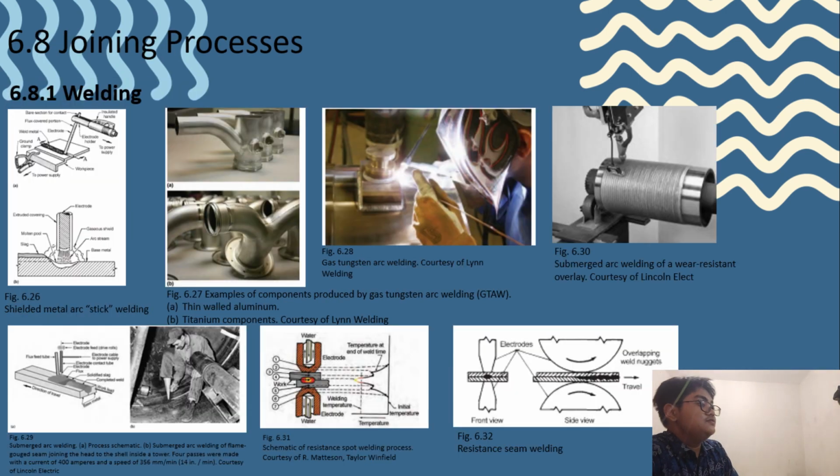Next, we get to 6.8, joining processes. Joining involves the use of mechanical, chemical, or physical force that keeps two parts together. Mechanical methods are based on various types of mechanical fasteners, while adhesive bonding uses chemical bonding, perhaps with some physical or mechanical factors. Physical methods of joining include welding, brazing, and soldering.